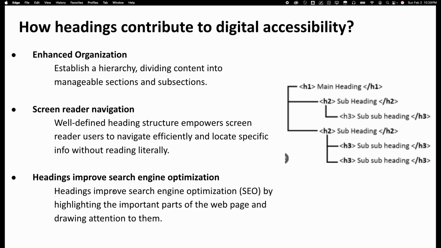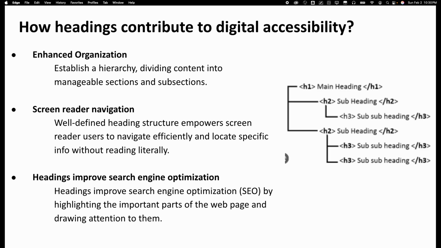How do headings contribute to digital accessibility? There are three main contributions that headings make in digital accessibility. First one is enhanced organization. It establishes a hierarchy dividing content into manageable sections and subsections. So our web page looks more organized and divided into headings or sections.